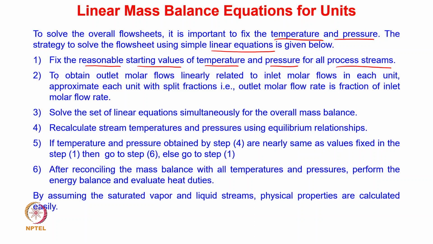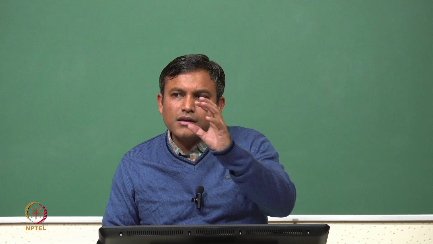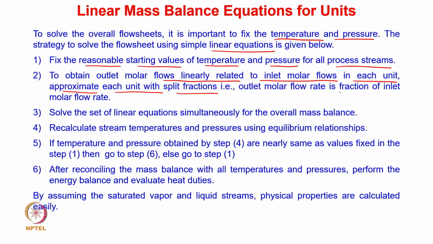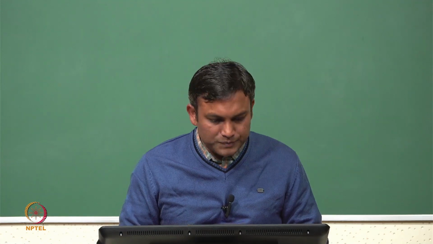Then, to obtain outlet molar flows linearly related to inlet molar flows in each unit, approximate each unit with split fractions. What we are trying to say here is that we want to represent the output from the unit as proportional to the input, and for that we are using split fractions. Split fractions multiplied by an input directly give the molar flow rate of the output. In this manner we can represent the output linearly with respect to the input.